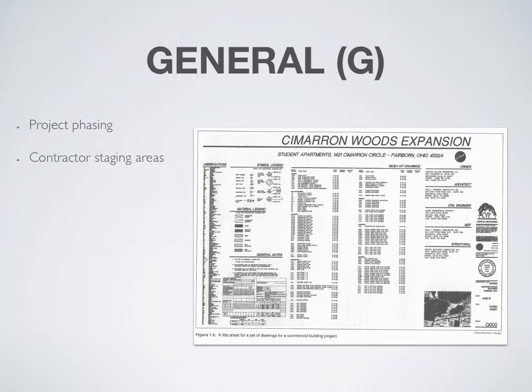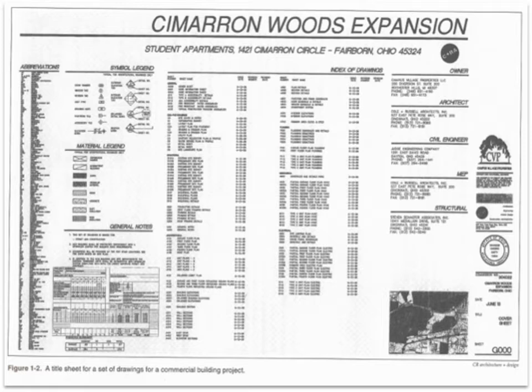General pages, usually the first page of the set or the cover page, contain information like project phasing, contractor staging areas, schedules, fencing, photographs, a summary of the codes that need to be followed, symbol legends, and site maps. Here's a closer look.